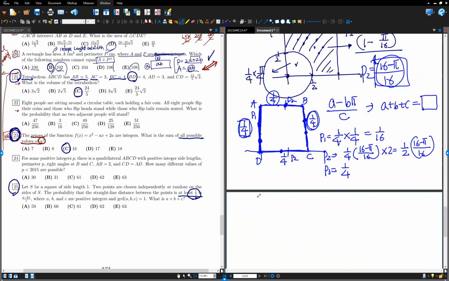Add this one. P1 is 1 over 16, plus P2 is 16 pi minus 32, and plus P3 is 1/4.